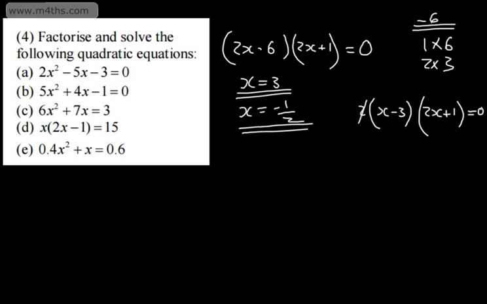Okay, let's do the next one. So 5x squared plus 4x minus 1 is equal to 0. Is that in the correct order? ax squared plus bx plus c is equal to 0? Yes, it is. So 5 times negative 1. That is the a multiplied by the c, and that's going to be negative 5.